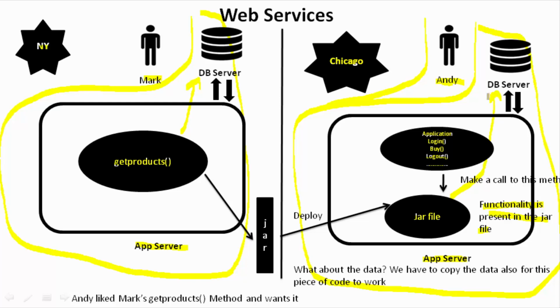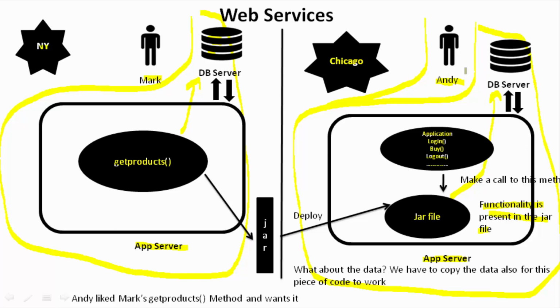But all the list of products are there in this database, not in this database. Here in this database, it is Andy's database, and he might have something else altogether. He might not even have the same table, the table which this get products piece of code will call. So that's a problem. That's a huge problem.